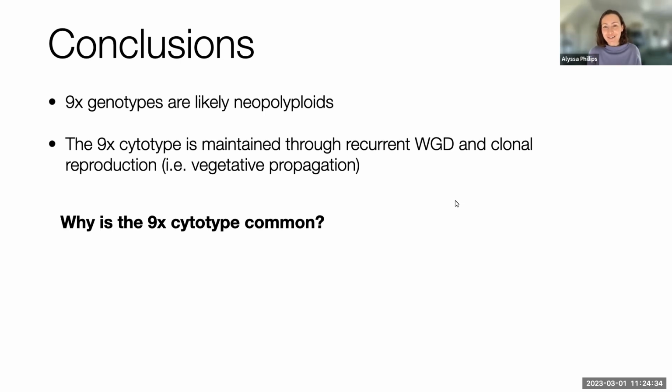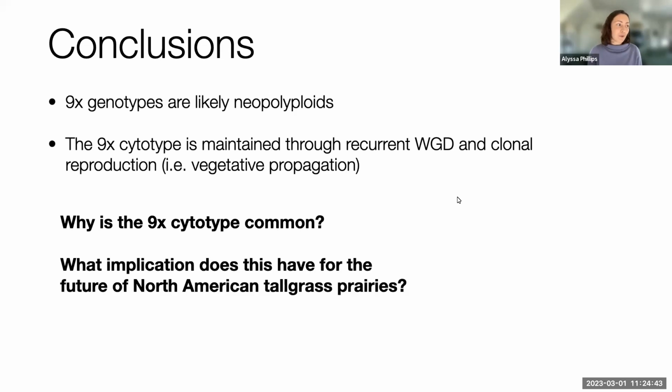But this opens up still more questions. So still, why are they so common? Can they just survive vegetatively potentially longer than 6X individuals? What is happening there? And what does this mean for the future of North American tallgrass prairies? If you have populations dominated by a cytotype that's effectively sterile, this is something we maybe need to be considering when we're thinking about restoration of this ecosystem.